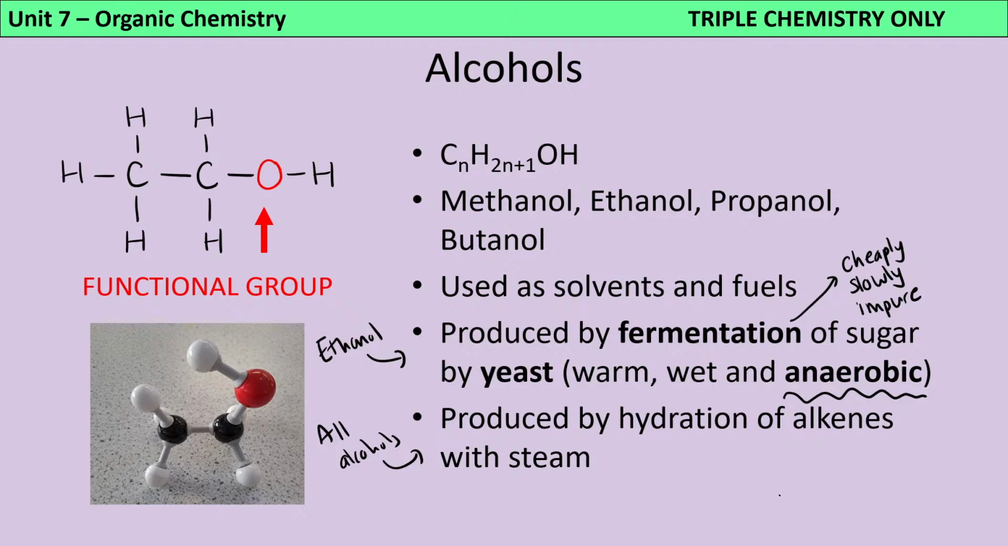Whereas hydrating our alkenes with some steam is a way that we can produce any alcohol that we want. It's more expensive because we've got to heat it up to a high temperature and make the steam and so on. But also it's going to give us much, much purer alcohol. So particularly if you want it for doing some chemistry with, or doing some DNA sequencing in biology, then that's the alcohol that you're going to want.